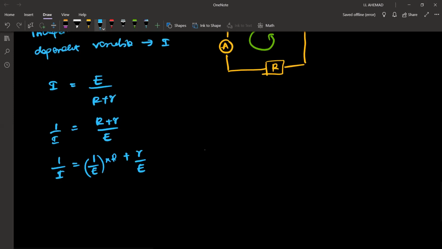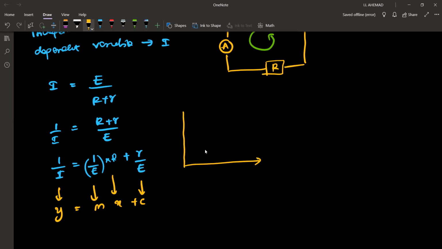Now we obtain a graph in the form of y equals m x plus c. So plot this graph. We are going to plot the graph between R and 1 over I. So we obtain a y equals mx plus c graph. So this is the intercept c and this is the gradient m.